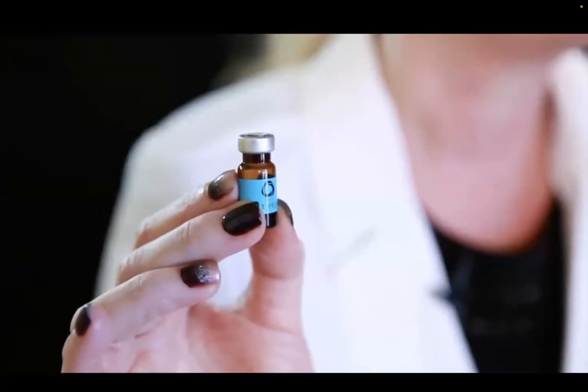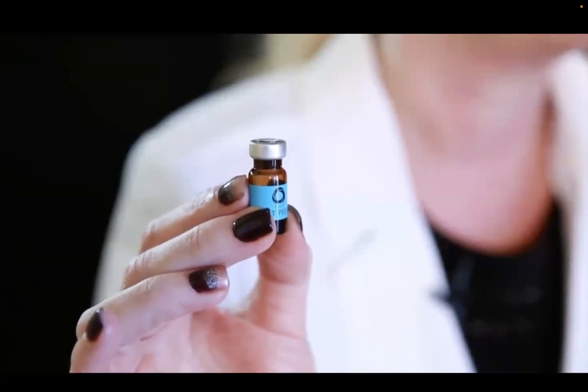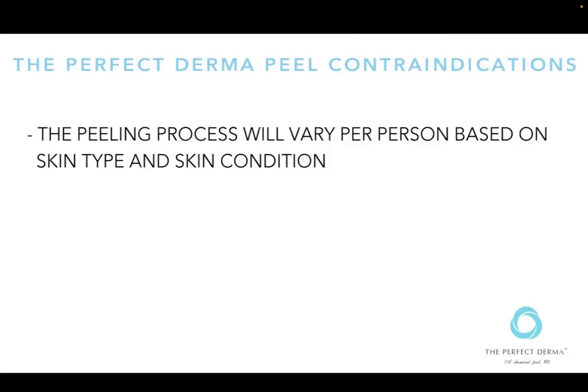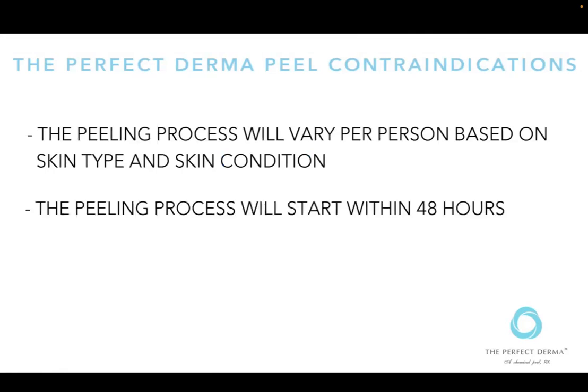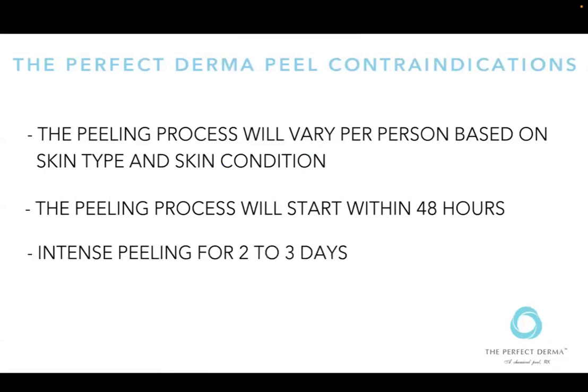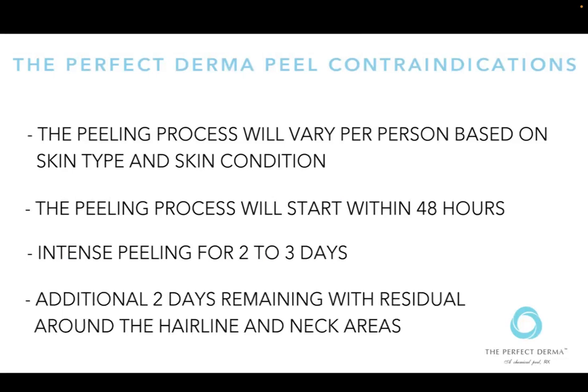For thicker and more resilient skin types, melasma, and acne scarring, we recommend adding the Perfect Derma Plus Booster to the peel solution for optimal results. The peeling process will vary per person based on skin type and skin condition. The peeling process will start within 48 hours, intense peeling for 2 to 3 days, and an additional 2 days remaining with the residual around the hairline and neck areas.